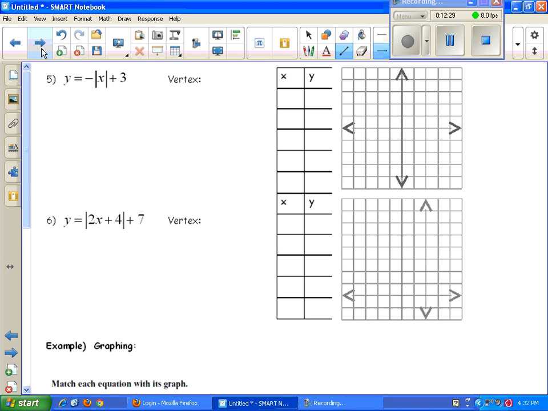On the back side of my paper, now notice that we have a negative in front of our graph right here. So you're asking yourself, well, what's that negative going to do to my graph? The negative is going to make your V shape open upside down. So this makes the V shape open downwards.